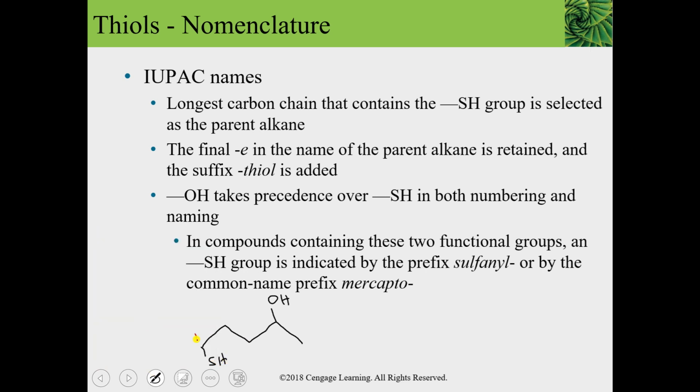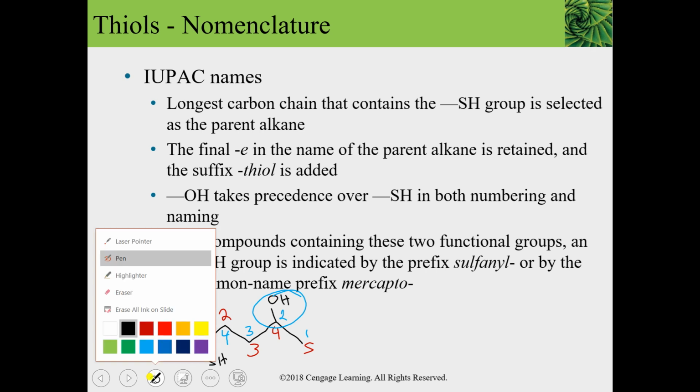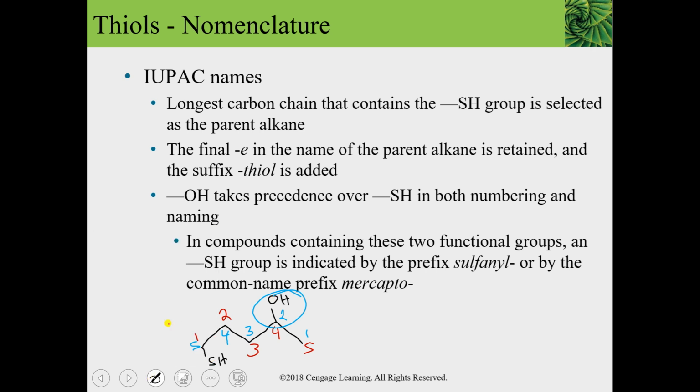We're not going to number 1, 2, 3, 4, 5. We are not going to do that because hydroxyl gets the lowest number priority. So we're actually going to number it 1, 2, 3, 4, 5. That gives the hydroxyl group the lowest carbon number. Okay, so hydroxyl groups do get priority to the lowest numbered carbon.